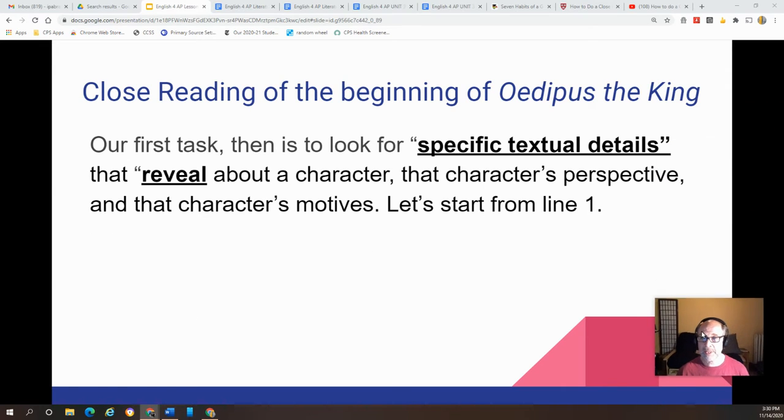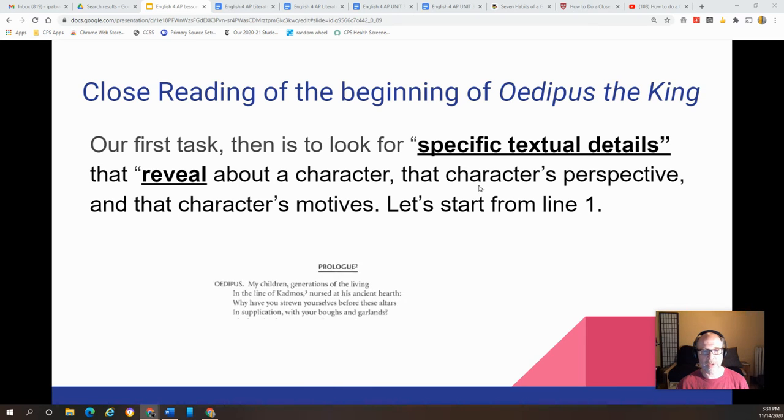Now, first thing here is that our first task is to look for these specific textual details, but to look for the ones that do the revealing. Okay, sorry about leaving off, there are a few typos in this. So we're not looking for any old textual details. We have to be attuned to the ones that are important. And the question that I've raised in our class, is he a good king, is going to help guide me in choosing the evidence that I want to use.